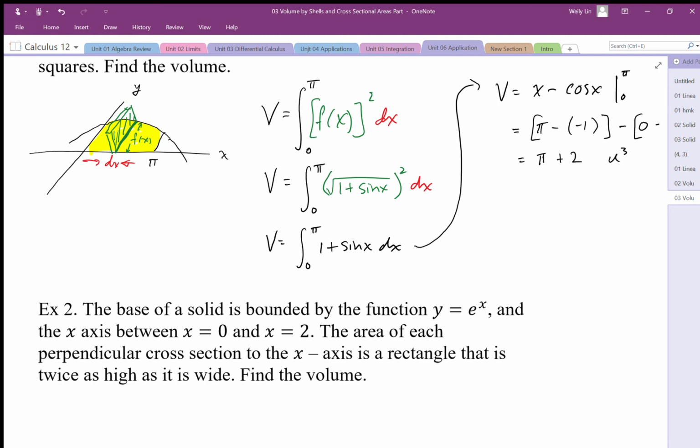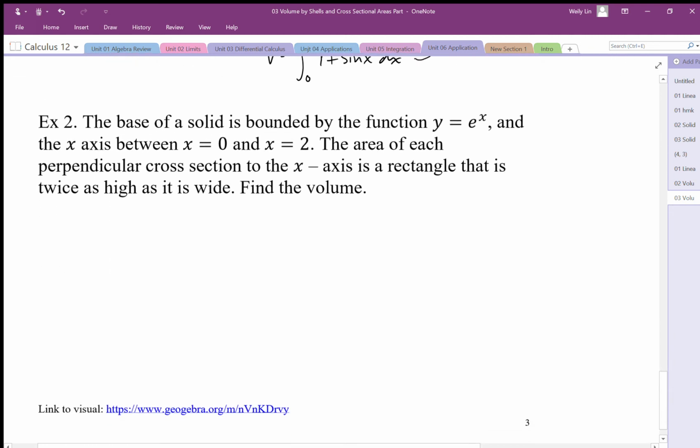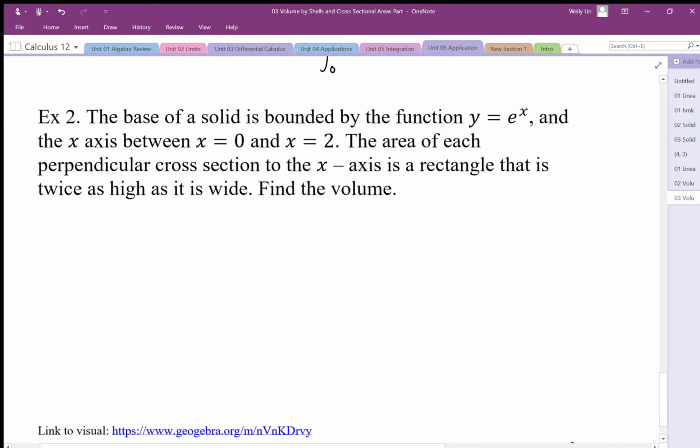Okay, so this next one here, we're going to generate the base of this solid with the function e to the x. So if I draw the e to the x function, it's going to look something like this. There's my y-axis, here's my x-axis, and x is 0 to 2. Let's say 2 is right about there. What we're going to do is take this area, and this represents the base of the solid.